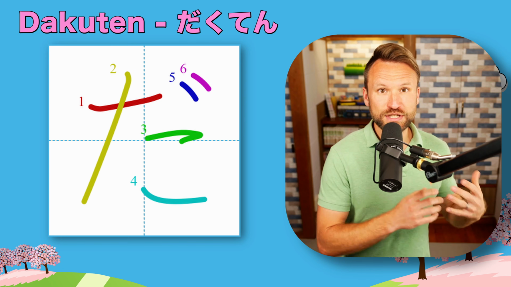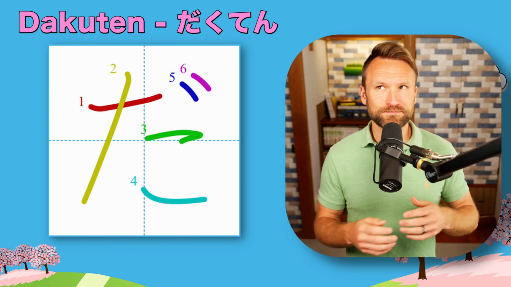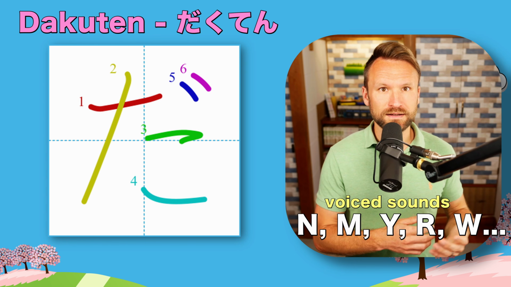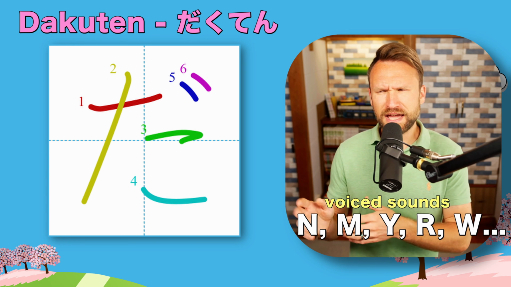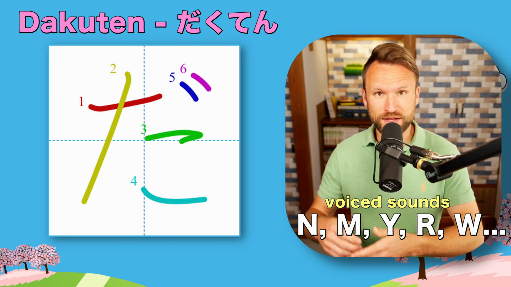Consequently, kana that start with those consonants are the only ones that can use a dakuten mark, technically. Voiced consonants are sounds like n, m, y, d, and w. See how you can hear my voice with those? That's why they're called voiced, and the other ones unvoiced.